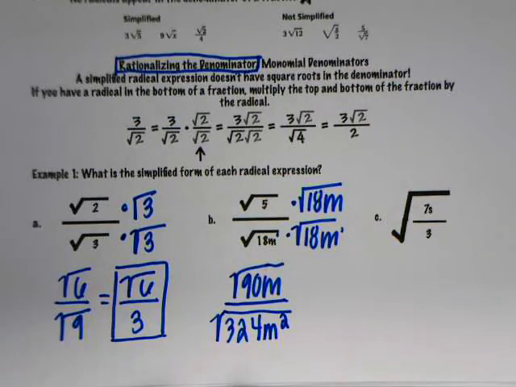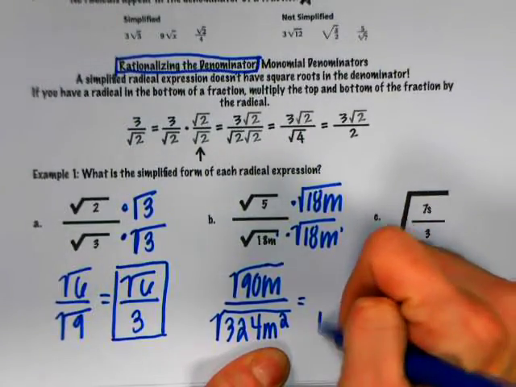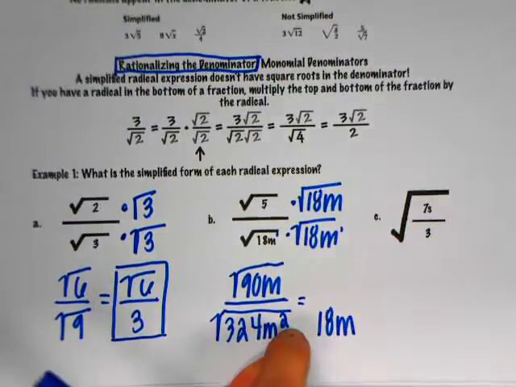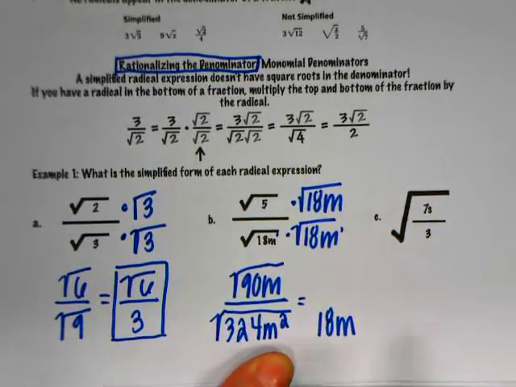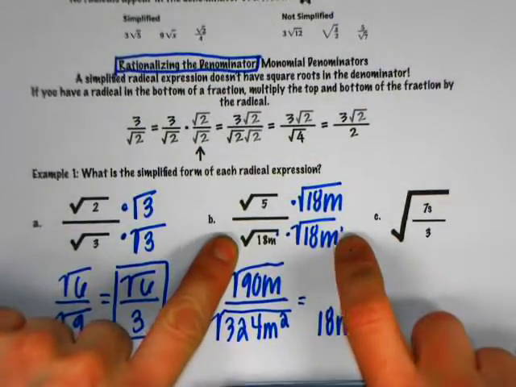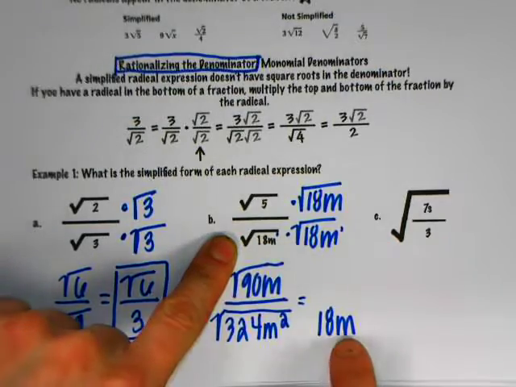The bottom, you can take the square root of this whole thing. That's kind of the goal. So the bottom is going to become just 18m because the square root of 324 is 18 and then half of 2 is 1. So you'll notice that what's always going to happen is when you do this on the bottom, you're going to end up with the exact same thing that was under the square root, just without the square root anymore. Okay?